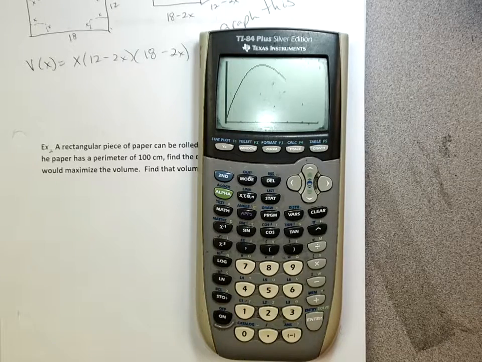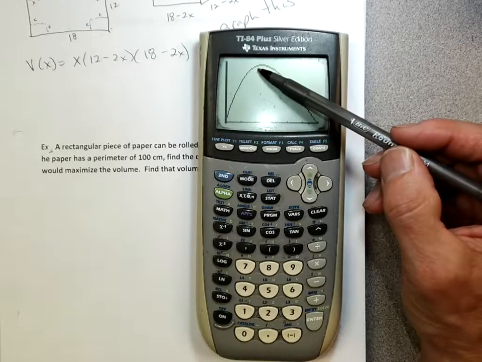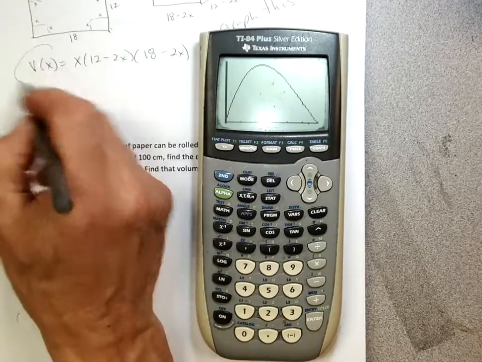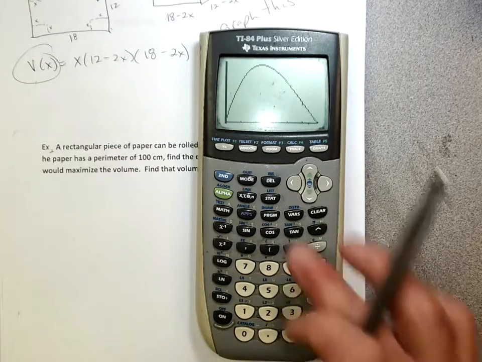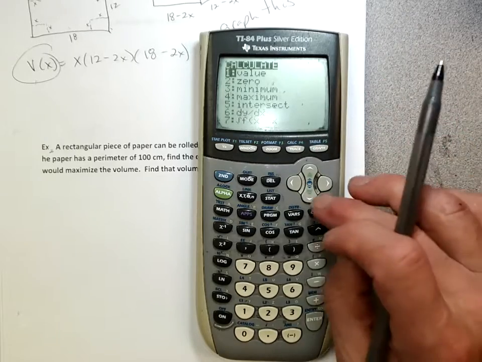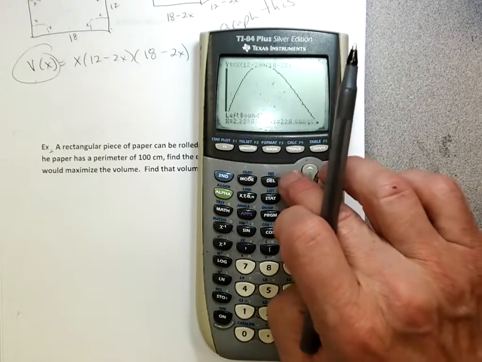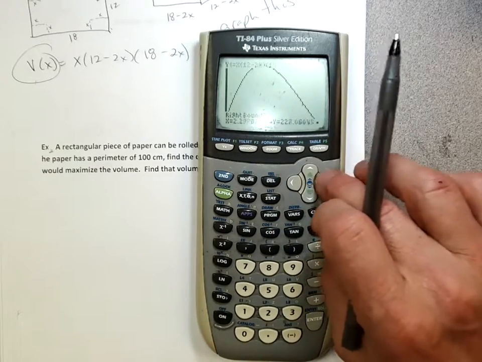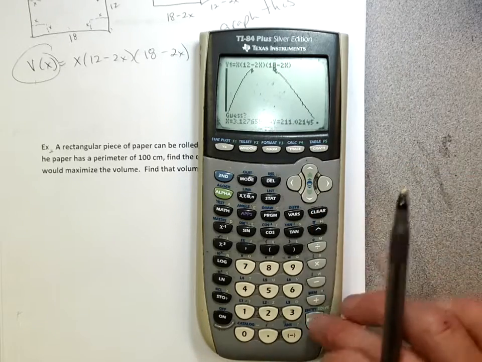So there's my maximum. So at this maximum value, we get the best cut, don't we? To give us the largest volume, because V is the Y and X is the cut, right? So I'll go second, calculate my maximum. Go left bound, right. Right bound, right. How am I doing? Good? Enter, and you guys know how to do this, of course.